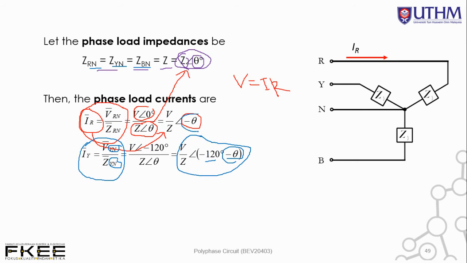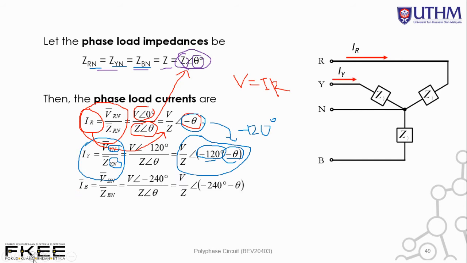From theta, the origin, the reference, the value for the second phase I_Y is actually 120 degree lag behind I_R. Okay, so this is 120 degree lag behind. And then the third phase, the B phase, again take V_BN over Z_BN. So now we have minus 240 minus theta. This is lagging behind I_R by minus 240 degrees.